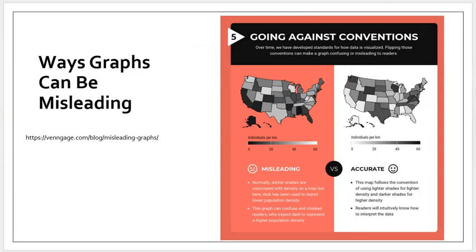Another way graphs can be misleading is by going against conventions. Normally, when you're looking at graphs where there's shading, the darker areas are representing higher percentages. So even though it may technically be correct, it's just misleading to go the other way around.